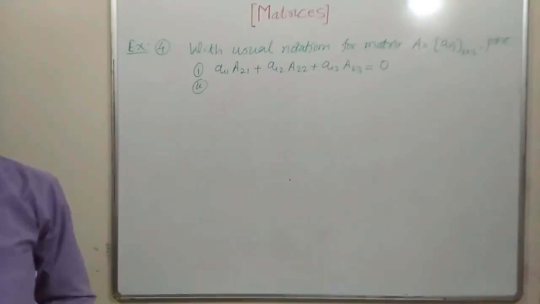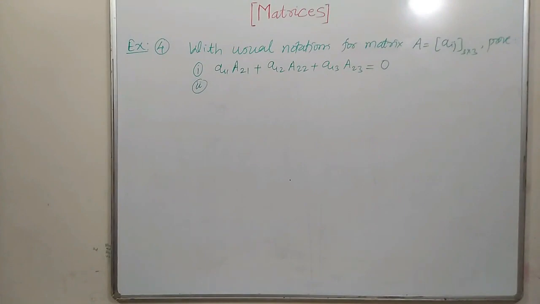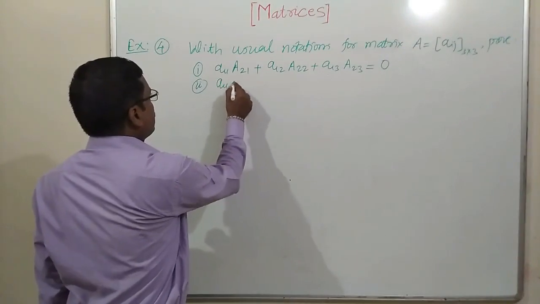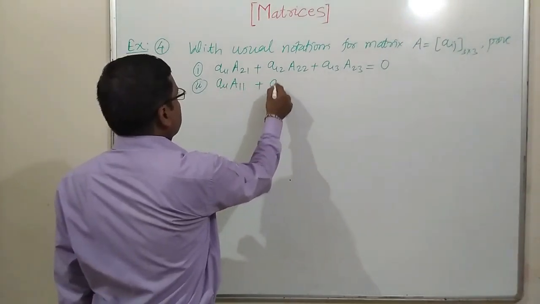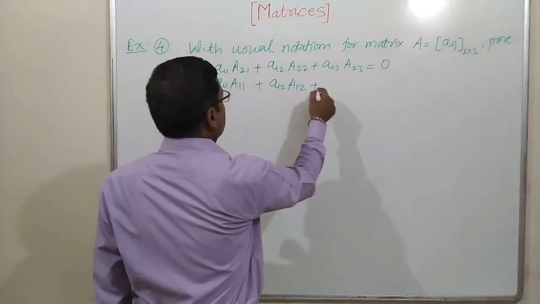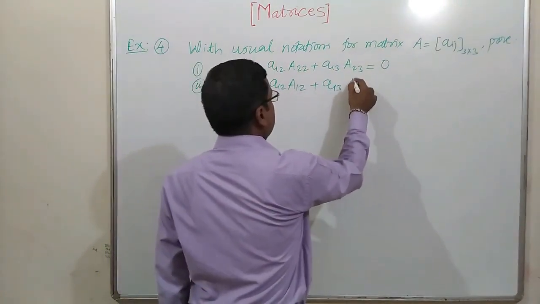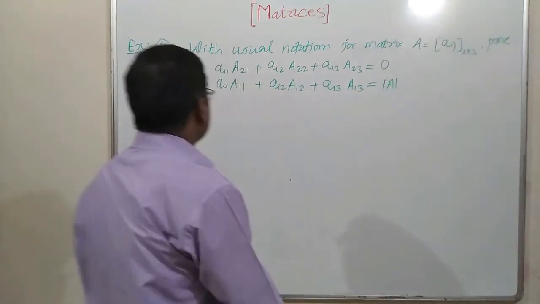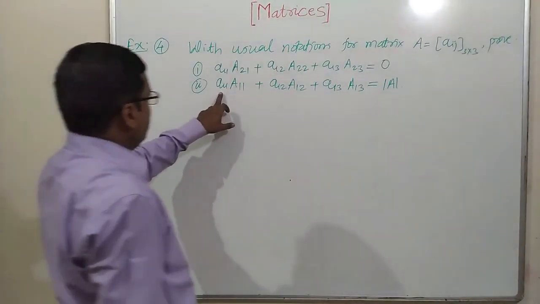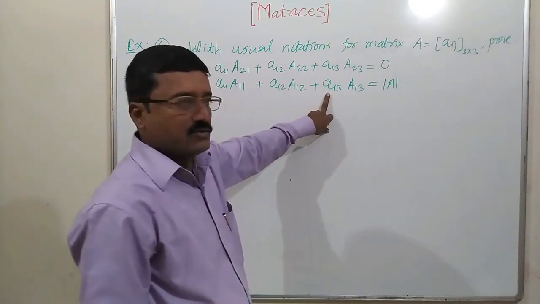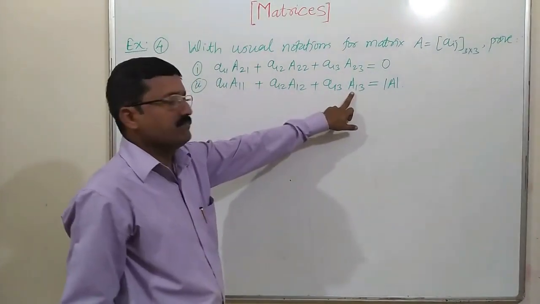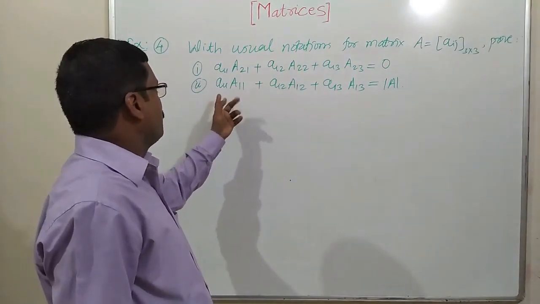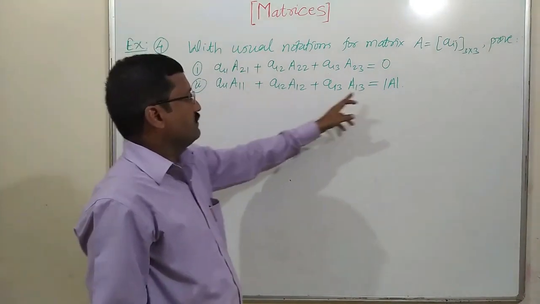And the second result that we have to prove here is that A11 plus A12 plus A13, then it is equal to determinant of A. So what is given here? Here A11, A12, A13 are first row elements, and these A11, A12, A13 are first row cofactors. If you take the multiplication of each element and its cofactor and add them, then we get the determinant.